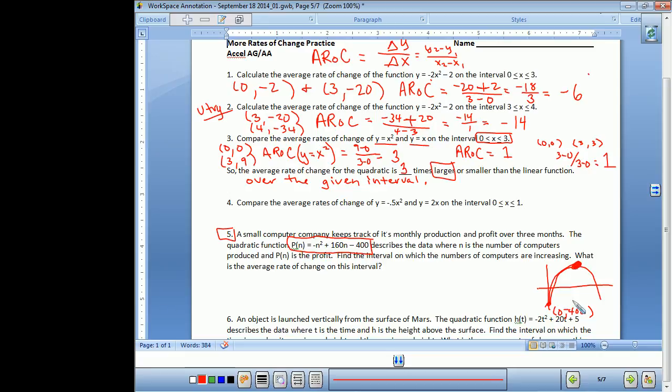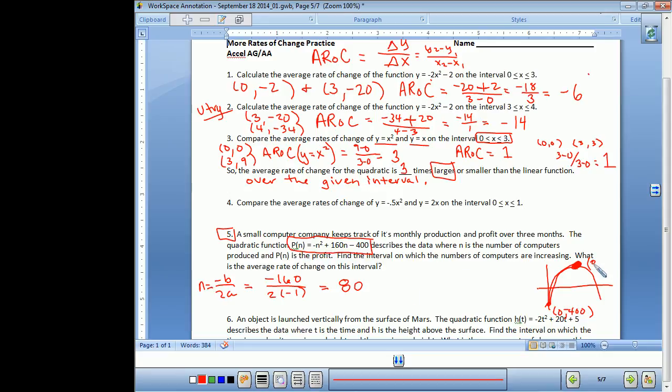So how do I figure out where that point is? Convert it to vertex form? Okay, so how do we do that? Negative b over 2a. So we're going to do negative 160 over 2 times negative 1. That gives us positive 80. So what does that tell us? That tells us that we should sell 80 computers.